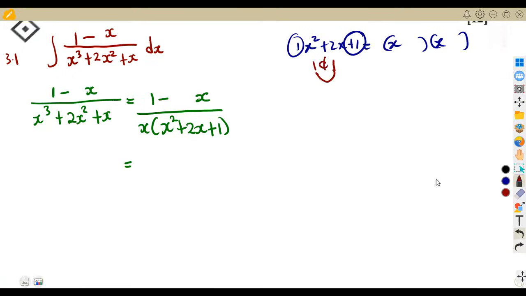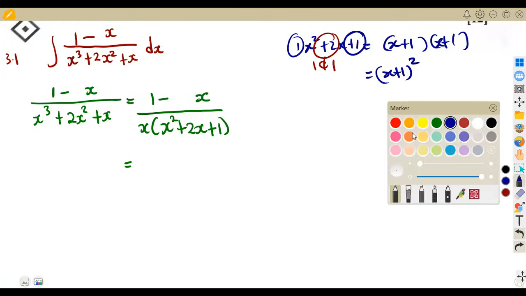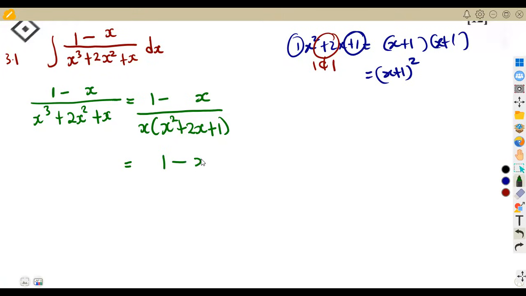1 times 1 is 1, and 1 plus 1 is 2. So we've got 1 and 1. These two brackets are the same, just like 2 times 2 is 2 squared, so we write this as x plus 1 squared. Here we can write this as 1 minus x over x into the bracket, x plus 1 squared.